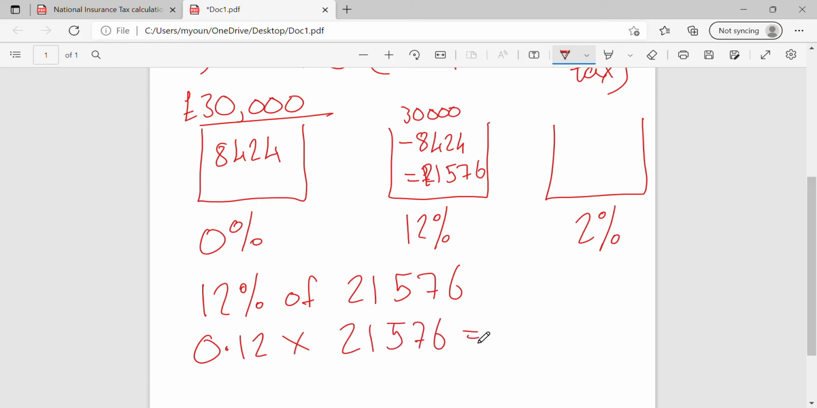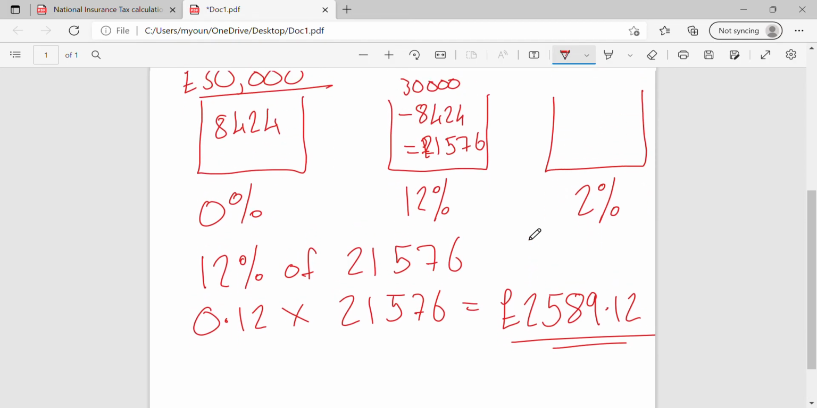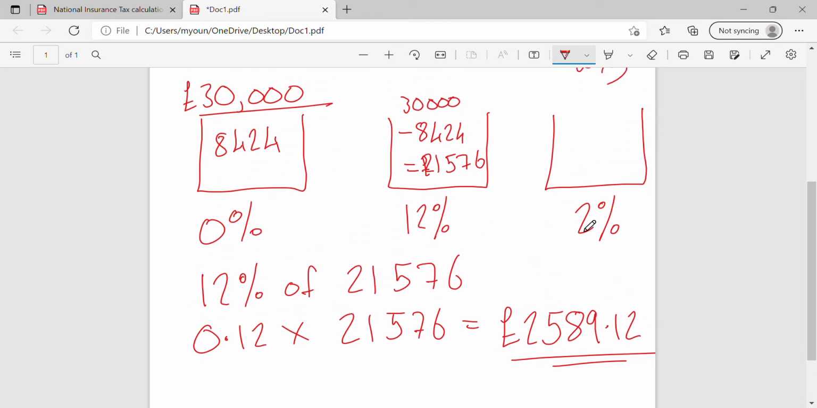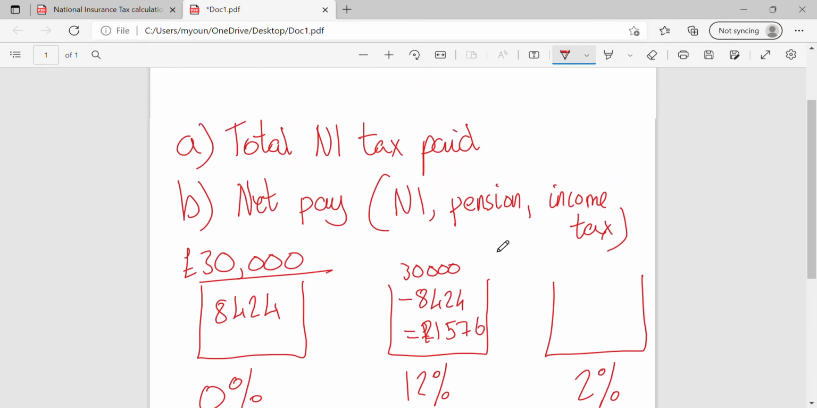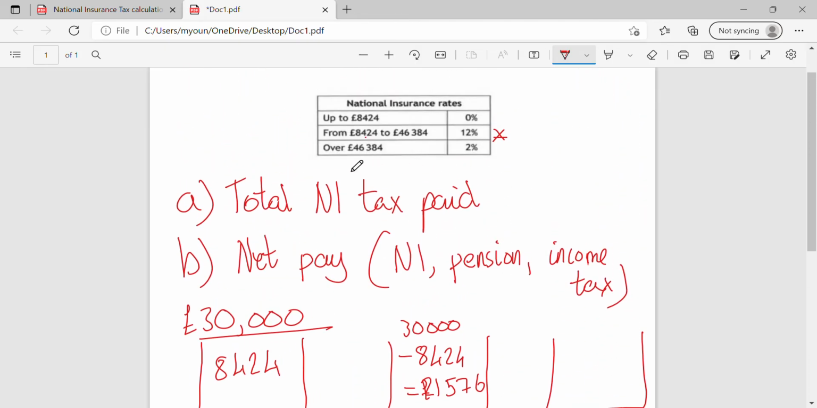And getting our answer, so times 0.12, that person pays £2,589.12 in national insurance, because they pay no national insurance on the £8,424. That's one example. However, in some cases, you might then get an amount that stretches beyond the upper limit, so beyond the amount shown here.